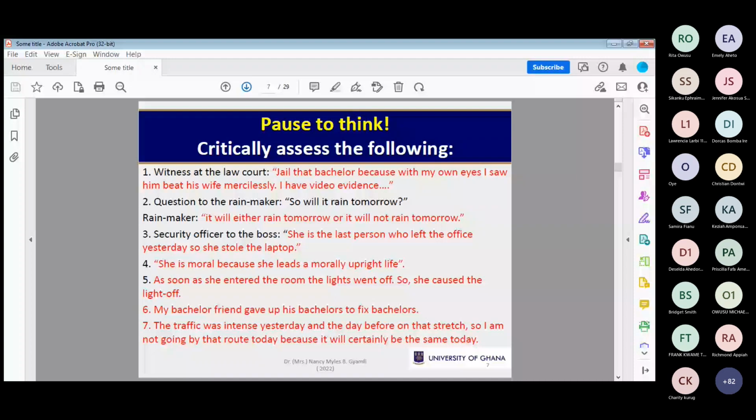Sometimes the logic of it makes it necessarily true, like example 2 on your screen. It will either rain tomorrow or it will not rain tomorrow. That is a tautology. This is necessarily true. If tomorrow comes and it rains, what he said is true. If tomorrow comes and it doesn't rain, it is still true. It's a tautology. I gave some instances in class with some of that.